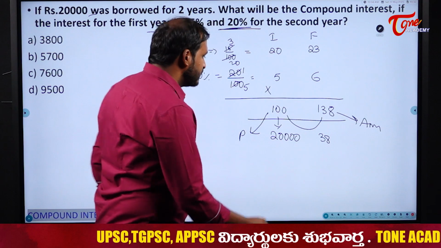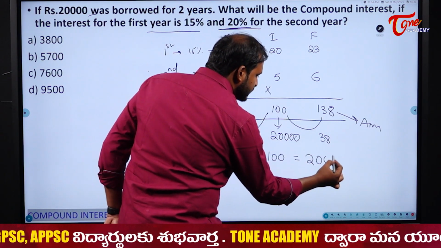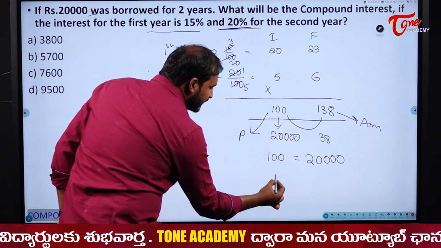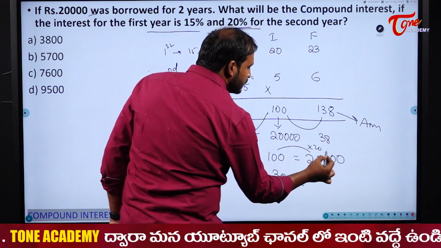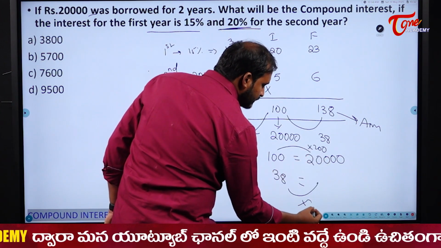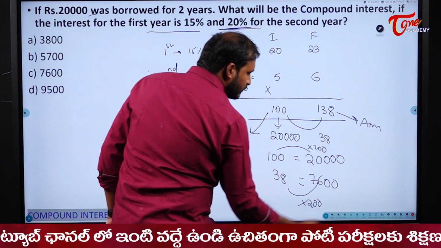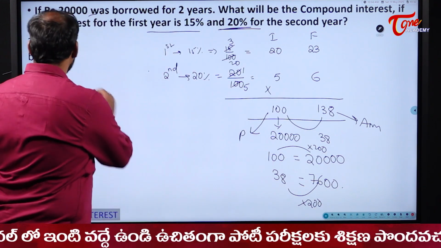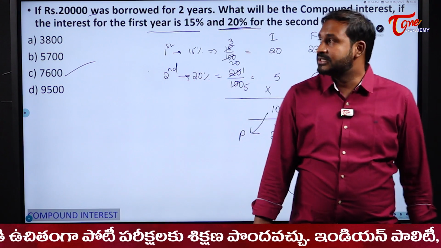So 38 parts. If 100 parts is 20,000, what about 38 parts? Into 200. So similarly here also into 200. 38 twos are, it becomes what? 76 and 2 zeros. So our answer will be 7600. Okay. See the next one.